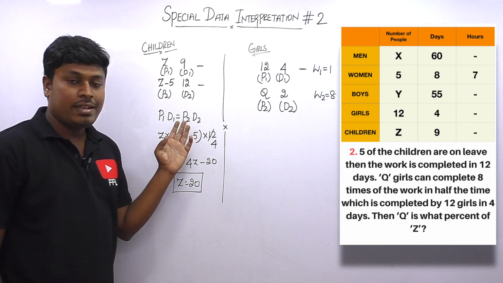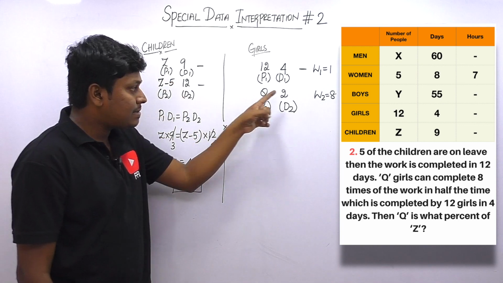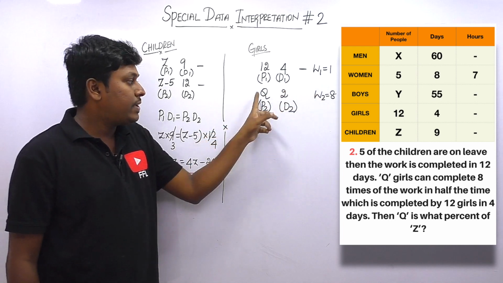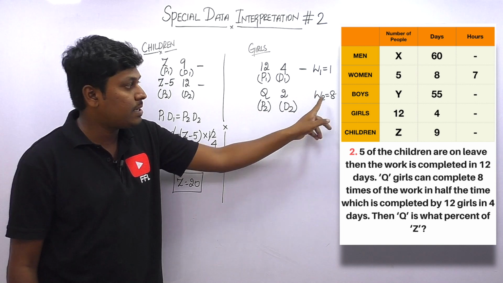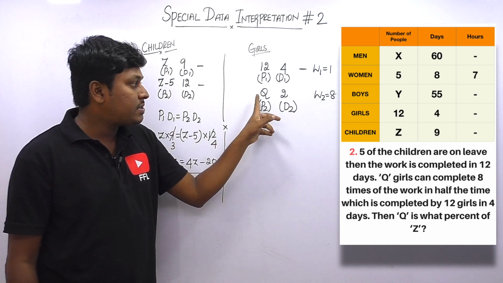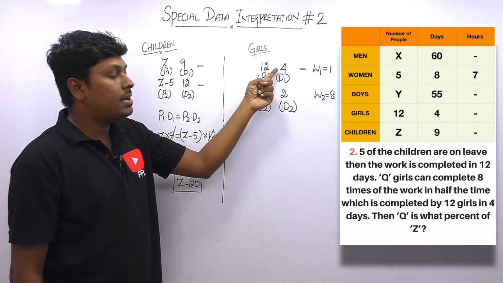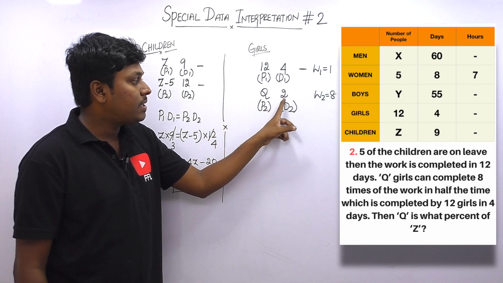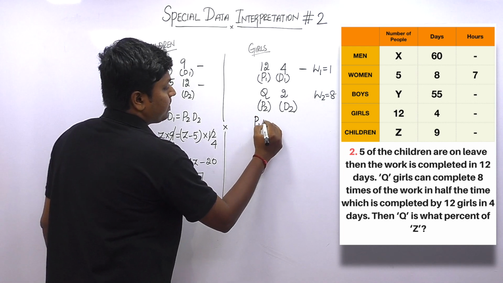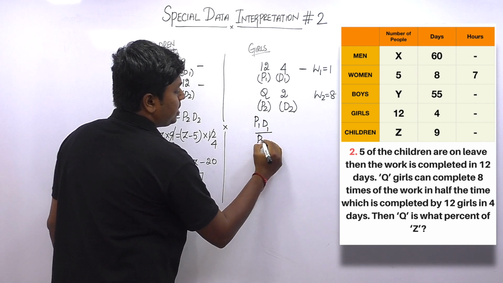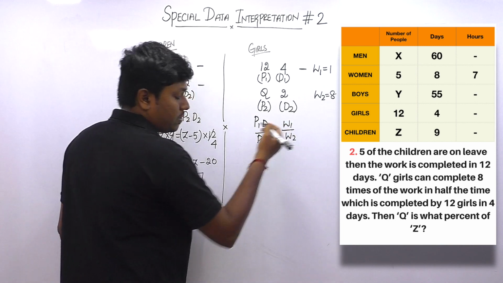Listen to the formula carefully. In both the cases the children are doing the same work, but in this case you can clearly see that Q girls complete 8 times of the work when compared to the given data. So we can say that W2 will be 8, and these Q girls are completing in half the time that was taken by 12 girls in 4 days. If it is half the time, then the work will be completed in 2 days. So same formula, that is P1 D1 divided by P2 D2 is equal to W1 by W2. Initially I have told this formula, right?